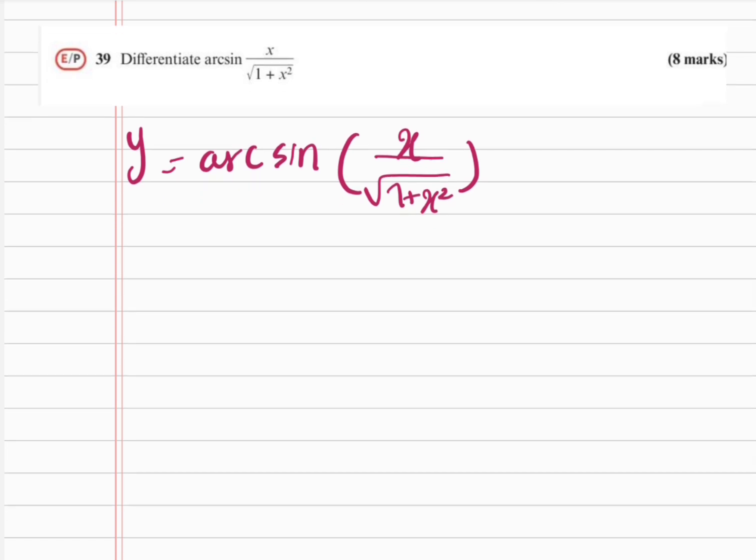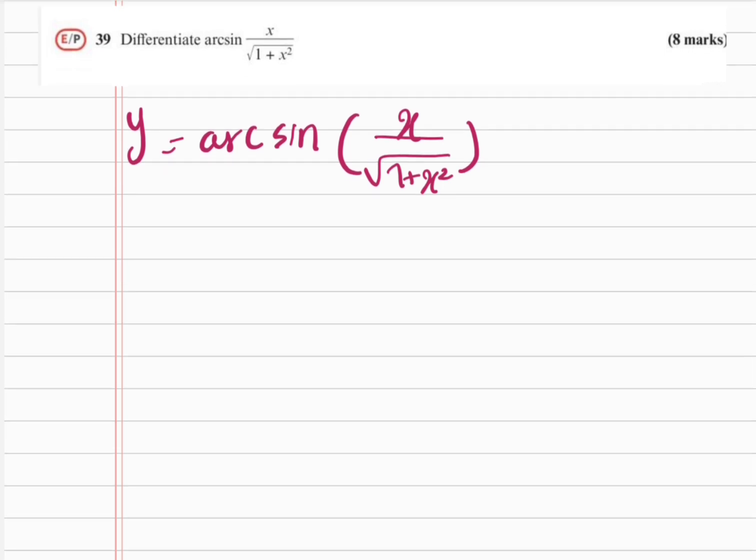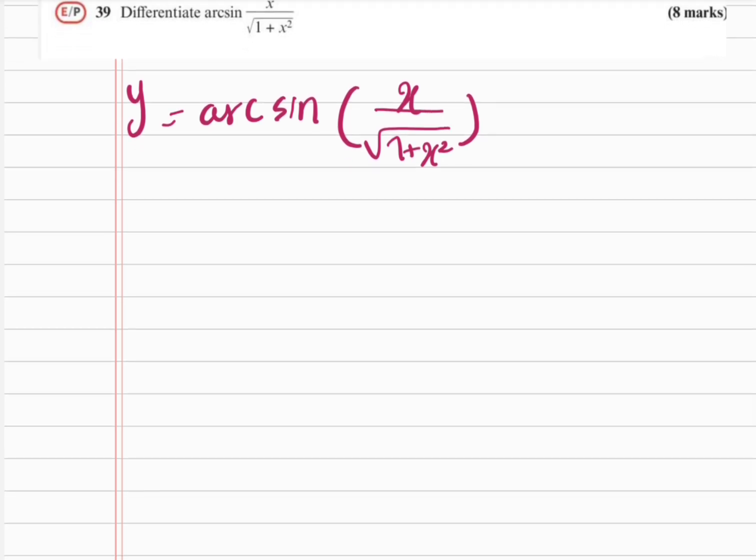In order to solve this question, we first need to remember a general result, because we can use general results for questions with inverse trigonometric functions. We can use some general results to save a bit of time. Of course, you can just differentiate this directly, which I have done in some videos you can watch in the section on trigonometric differentiation. But I think it's slightly quicker if you use the general results.